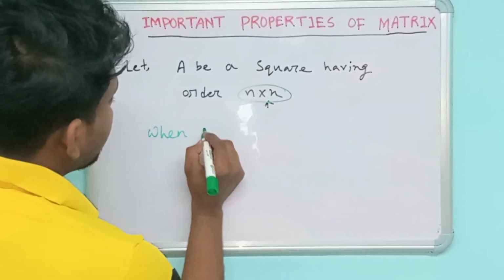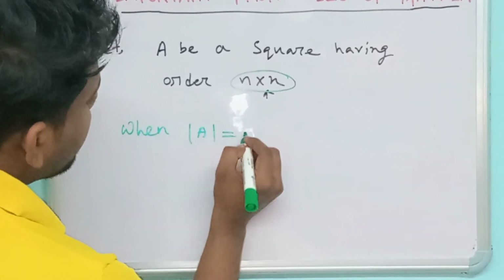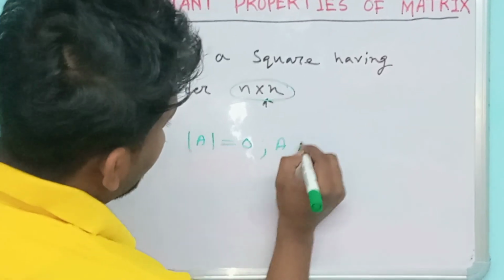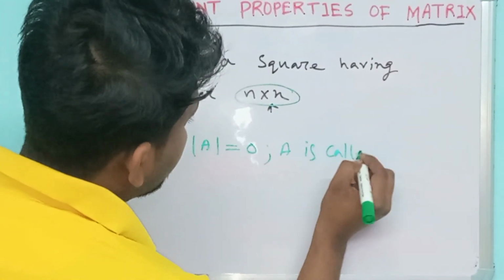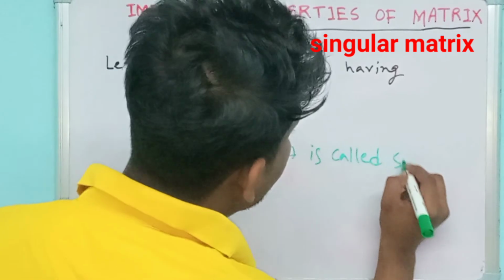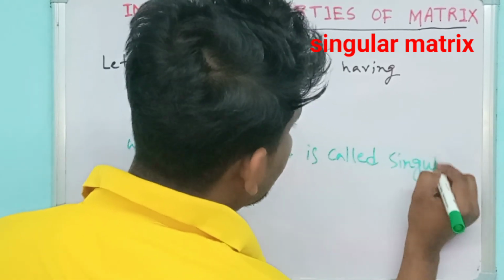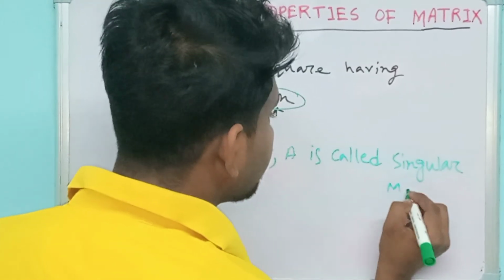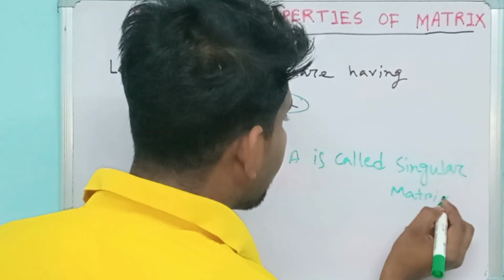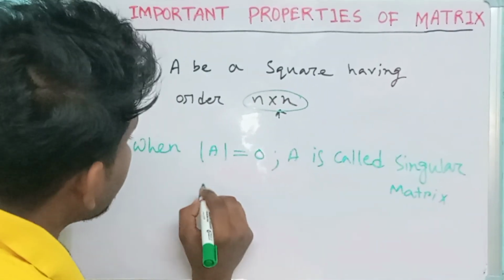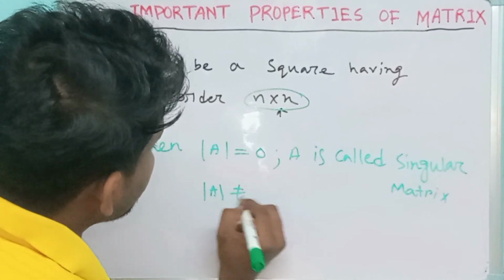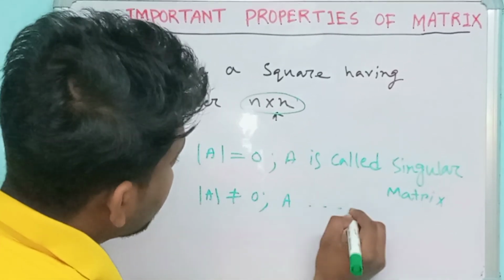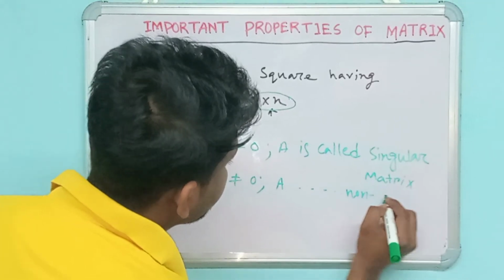When mod of A equal to 0, then A is called singular matrix. And when mod of A not equal to 0, then A is called non-singular matrix.